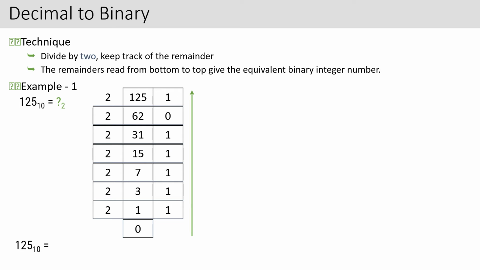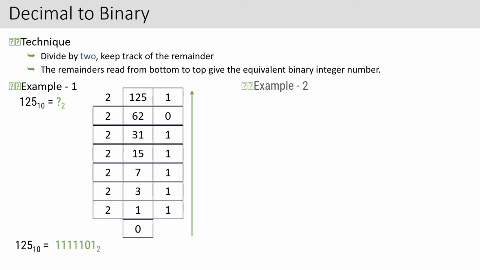Now what did I say? Then you'll have to read the remainders from the bottom to the top. So these 1, 1, 1, 1, 1, 0, 1 are the remainders. But you'll have to take them in which form? From the bottom to the top. So from the bottom to the top, what will you write? You will write 1, 1, 1, 1, 1, 0, 1.